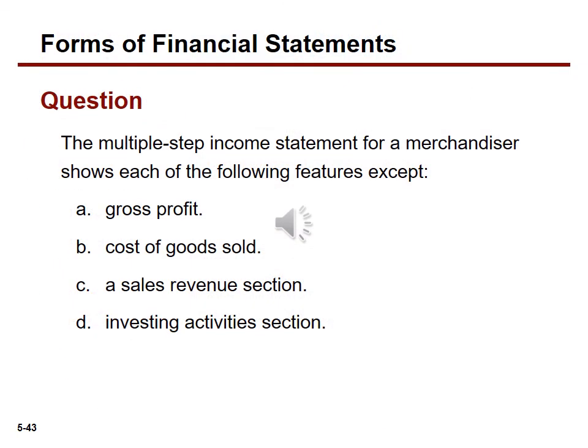Quick review question: the multiple step income statement for a merchandiser shows each of the following features except a) gross profit, b) cost of goods sold, c) a sales revenue section, or d) investing activities section. And of course, the answer here is D, investing activities section.